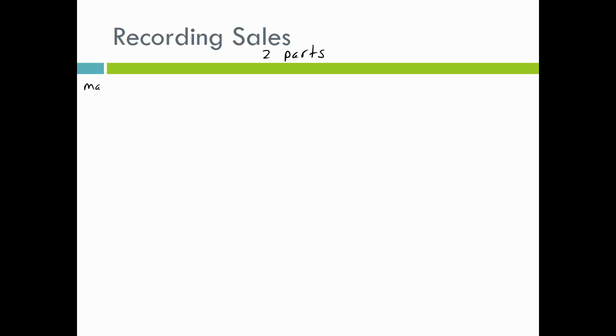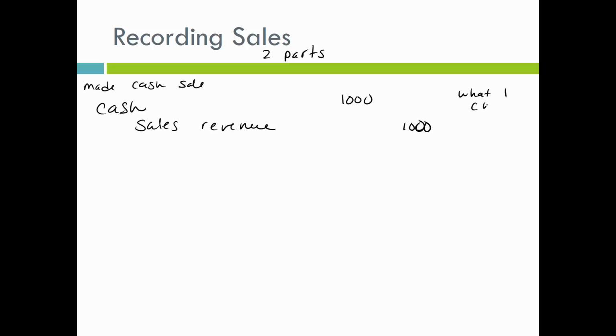So let's say I made a cash sale. Again, what's coming in? Cash. That's the debit, and the cash is coming in for my revenue, so that is sales revenue. Let's say I sold it to my customer for $1,000. So I record this first transaction for what I charged my customer.